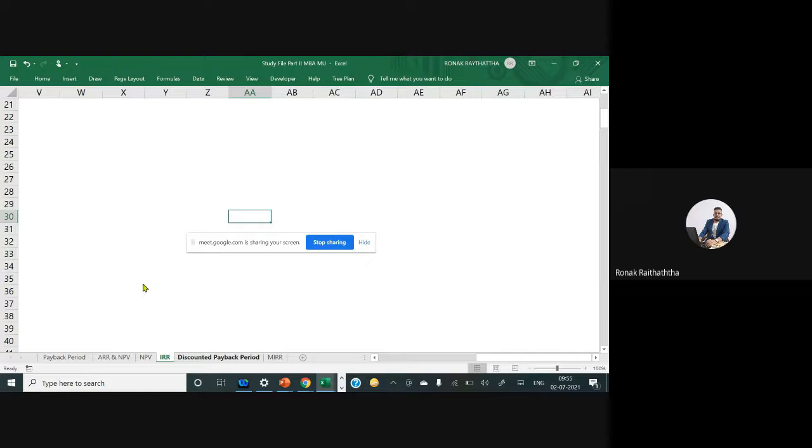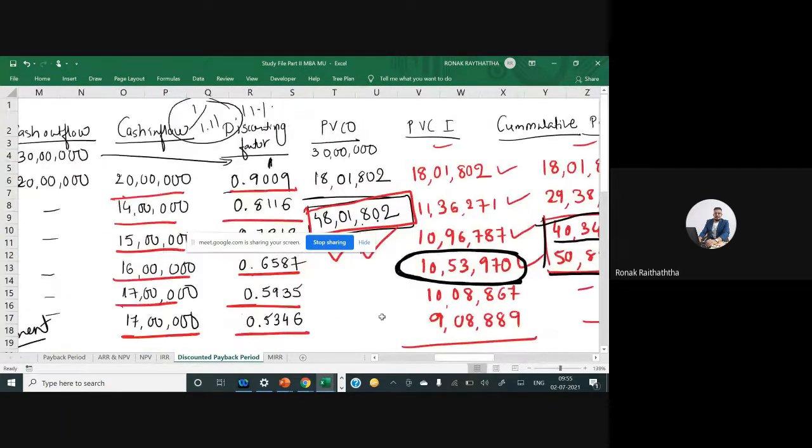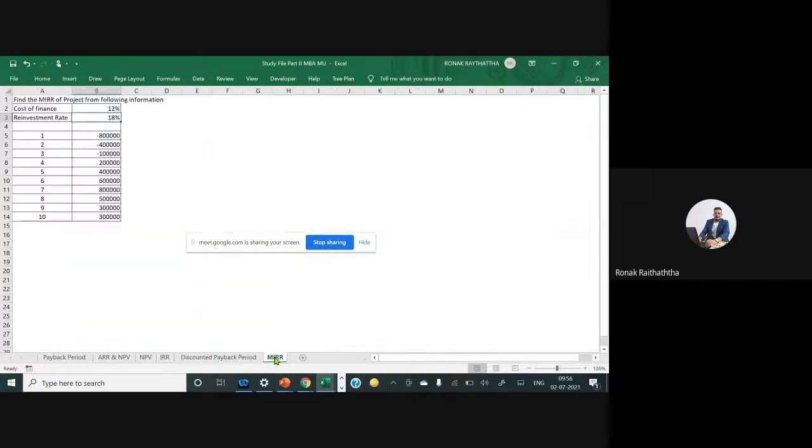After the IRR, we also discussed the discounted payback period, right? Which is also quite similar to NPV, can also be called the combination of NPV and the payback period. So in the payback period, we were just finding the cumulative cash inflows and outflows. In this case, we are doing the same exercise, but instead of the given values, we are taking the present values of inflows and outflows. Well, now let's go to the MIRR.